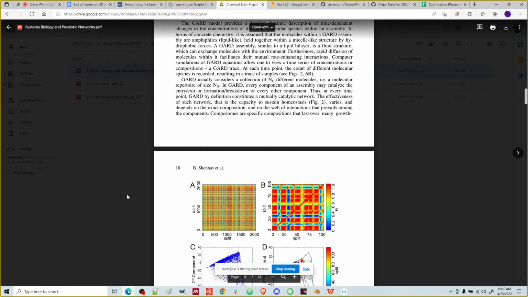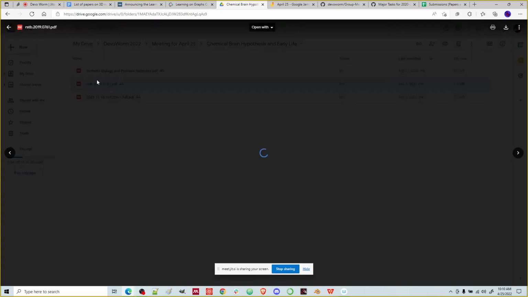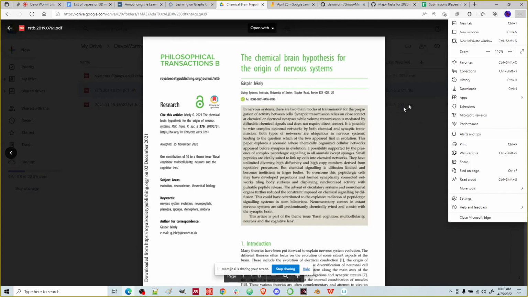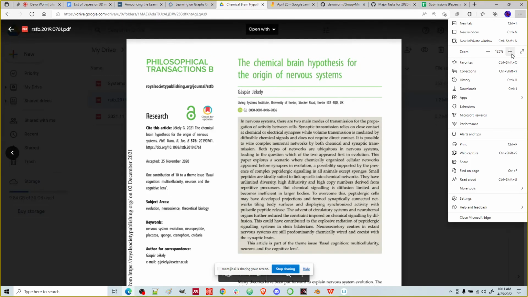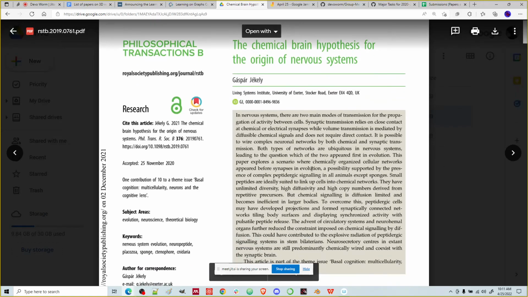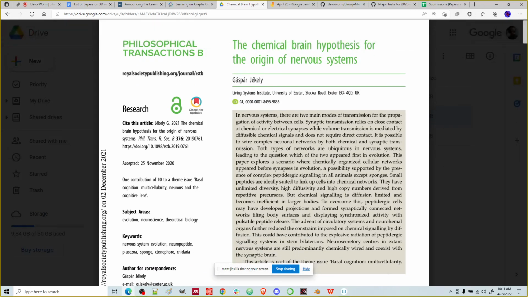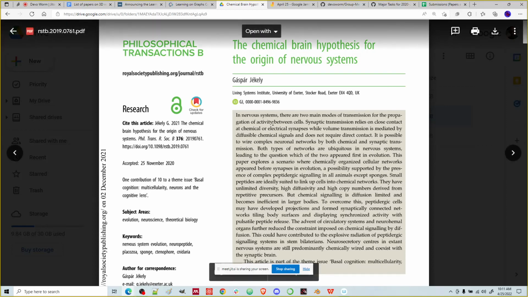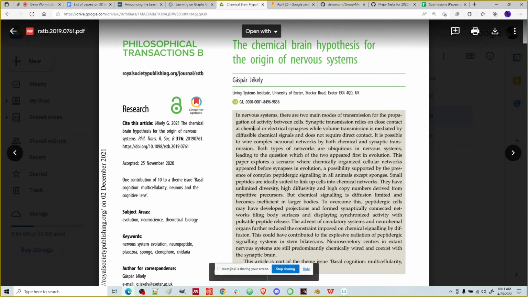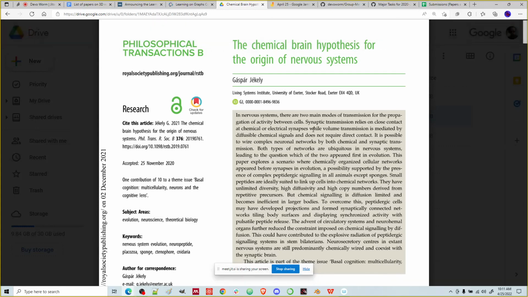And so then the next paper is about the chemical brain hypothesis. So now we're moving towards the origin of nervous systems instead of the origin of cells. And this talks about what they call the chemical brain hypothesis. And so this paper, I'll just go over the abstract a little bit. In nervous systems, there are two main modes of transmission for the propagation of activities between cells. Synaptic transmission relies on close contact at chemical or electrical synapses.